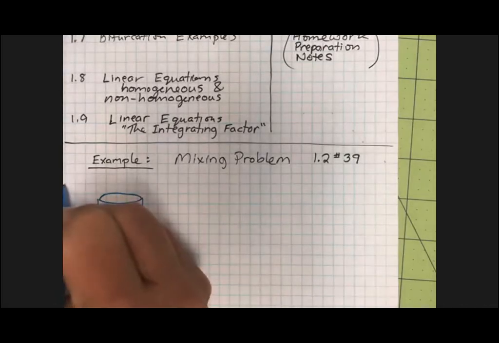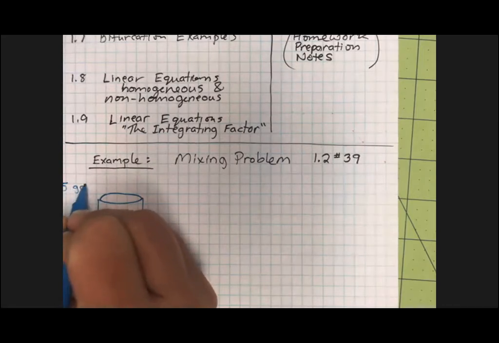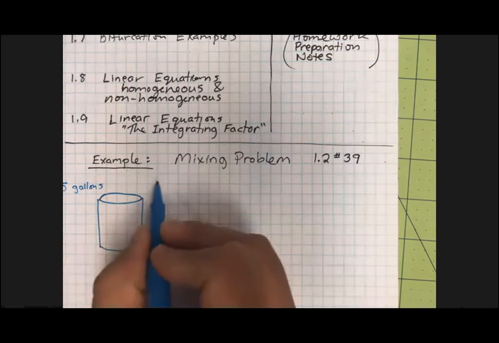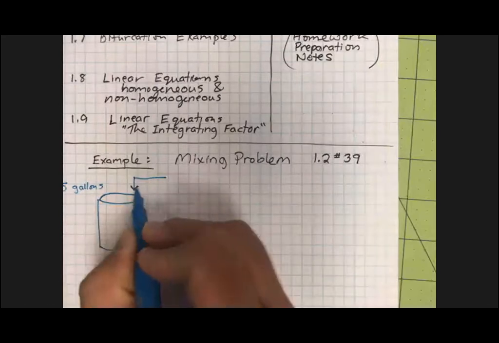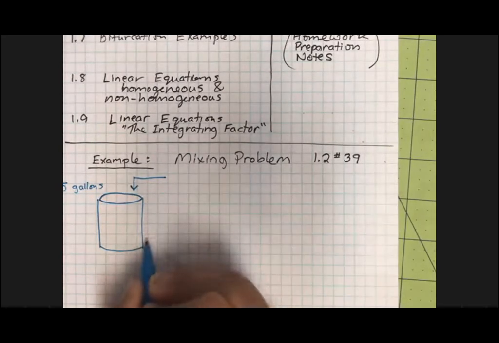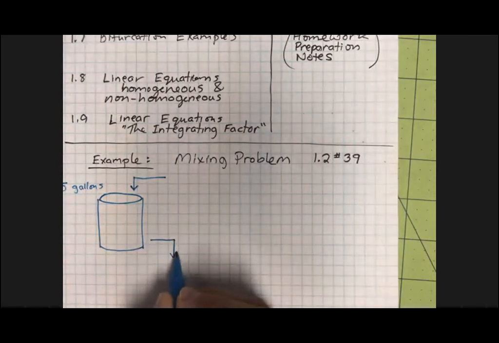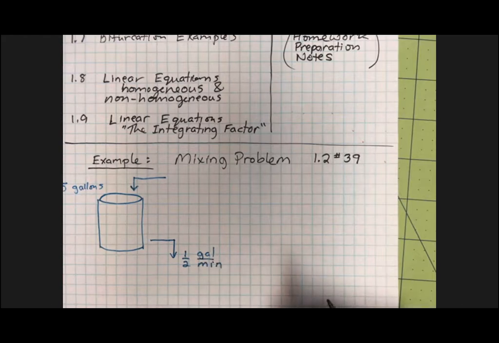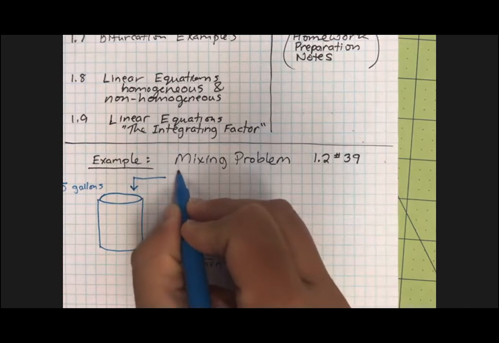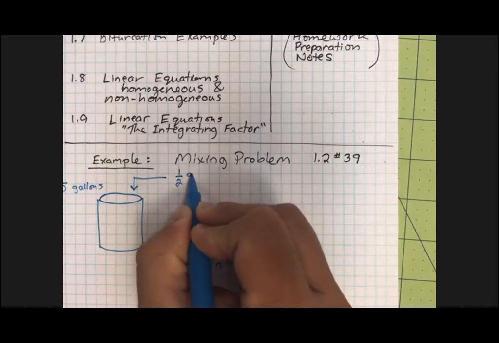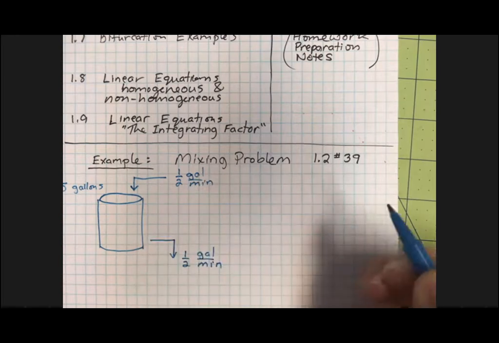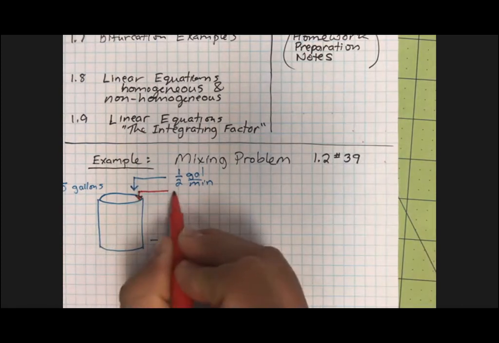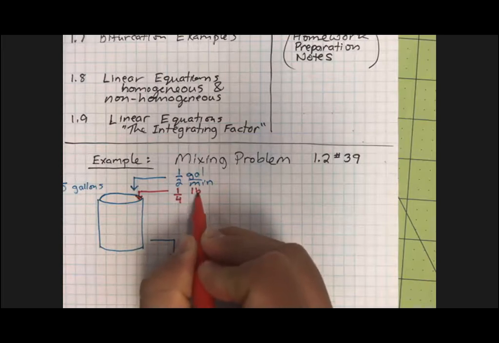So let this be my 5-gallon bucket. The 5-gallon bucket is always full, but I have two things happening. I have 1/2 gallon per minute leaving the tank. To keep the tank full, I have 1/2 gallon per minute entering the tank. And I also have someone shoveling salt into the tank at 1/4 pound per minute.